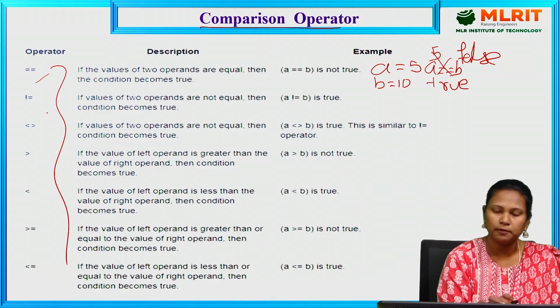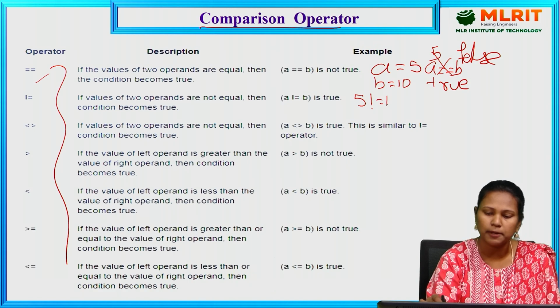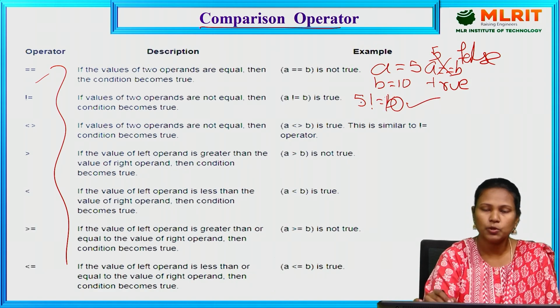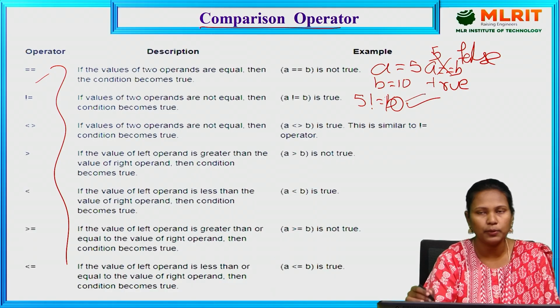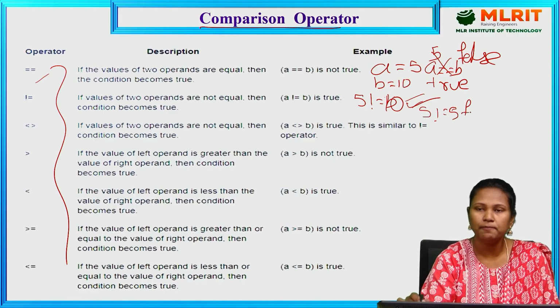Next one, not equal to. It's the same example. 5 not equal to b, 5 not equal to 10. Yes, it is true. The value 5 and the value 10 are different, so it will be true. If both are same, 5 not equal to 5 means it will be false.